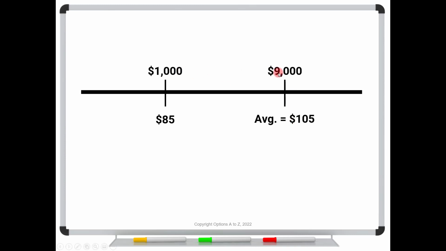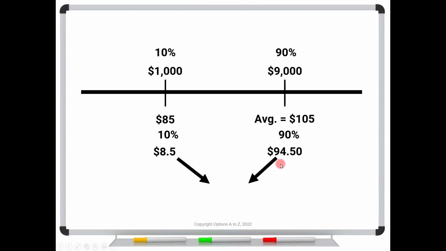So now go right back to the calculation we just saw. How many dollars do you have total invested? 10,000. 1,000 of the 10,000 represents 10% down here at 85, and therefore 90% represents a purchase up here at 105. So we just take 10% of 85 and we take 90% of 105. That gives us 8.5. 90% of 105 gives us 94.50.